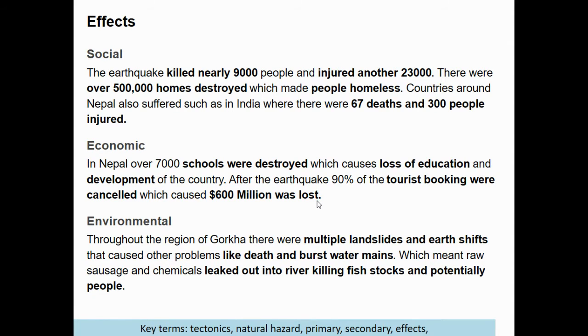Environmentally, throughout this region, there were multiple landslides and earth shifts, which then had a follow-up problem of things like death and burst water mains. Okay, and that meant that raw meat and chemicals had been leaking out into the river, killing fish stocks and potentially people. So a lot of people in Nepal would use rivers for bathing and for washing and maybe even for drinking. And so if a lot of these chemicals and raw meat and sewage is getting into that river, that's contaminating all of that water.